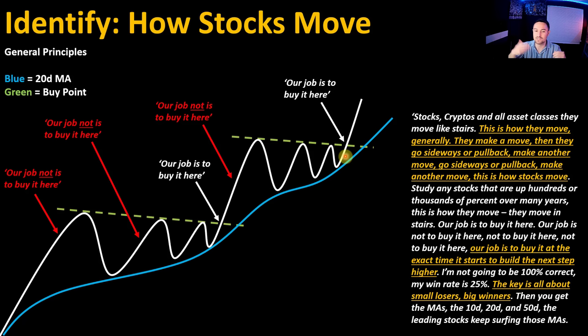Now, I'm not going to be 100% correct. My win rate is 25%. That probably threw you off a little bit there, didn't it? The key is all about small losers, big winners. We're going to get all into the asymmetric risk versus reward, where you place your initial stop loss as we progress throughout. Then you get the moving averages, the 10-day, the 20-day, and the 50-day.